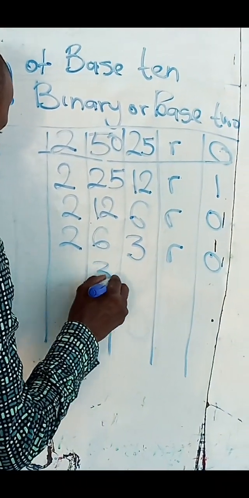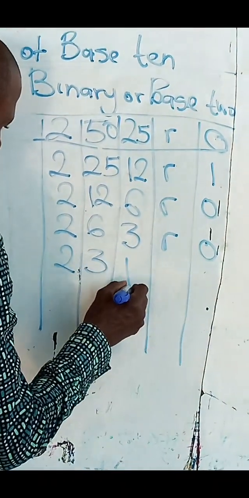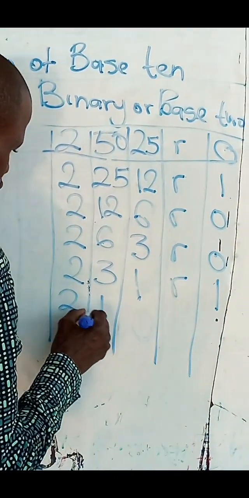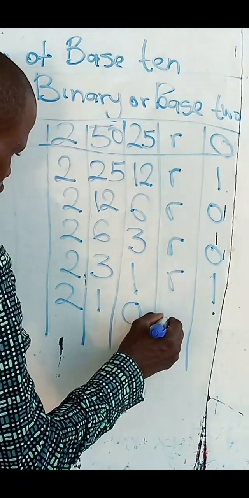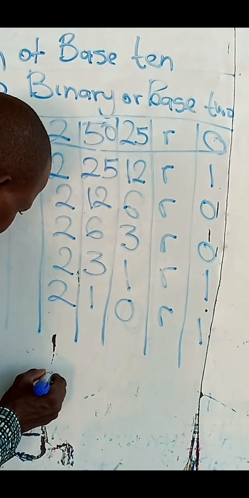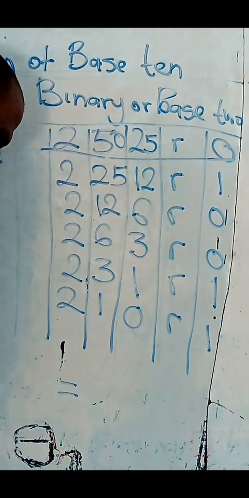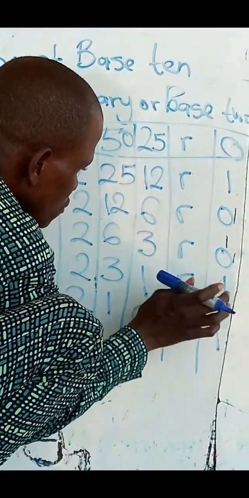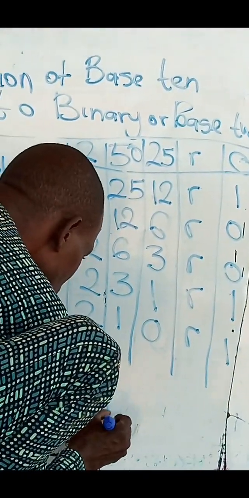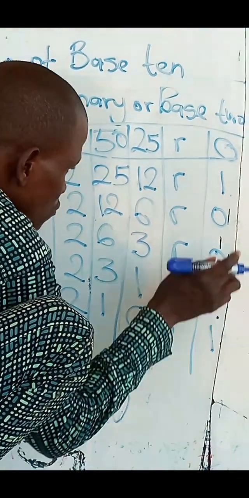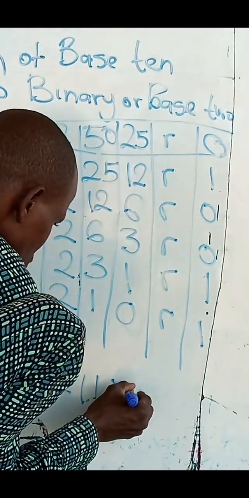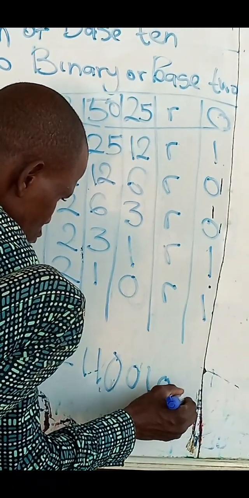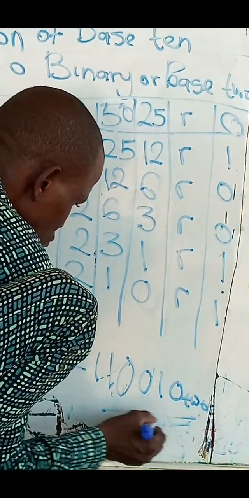Now when you answer, you will start from below, not from up, from below. So this answer will give us 1 1 0 0 1 0. Then we will write base 2 at the end of it. Now let us check if it is correct by converting this one that we have gotten to base 10. Let's get right into it.